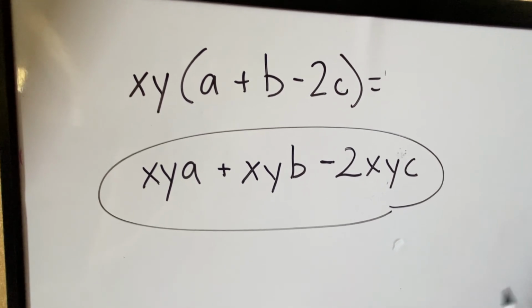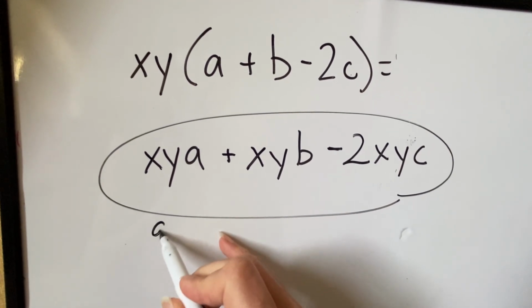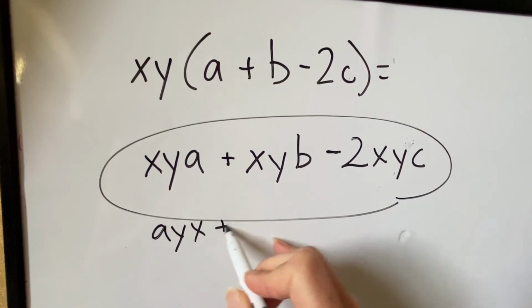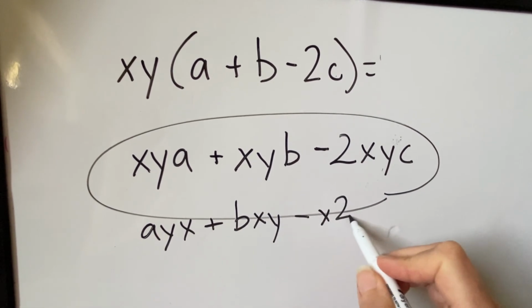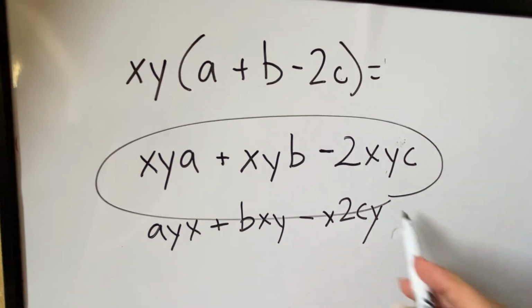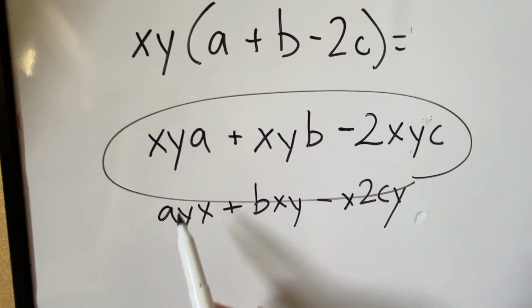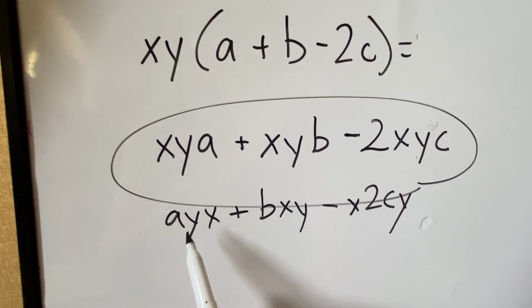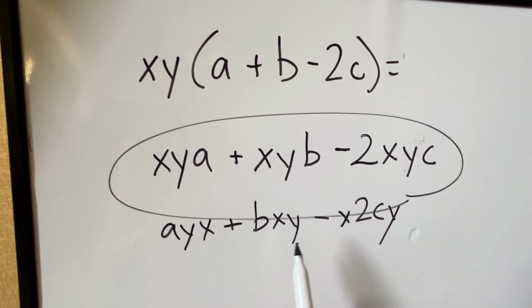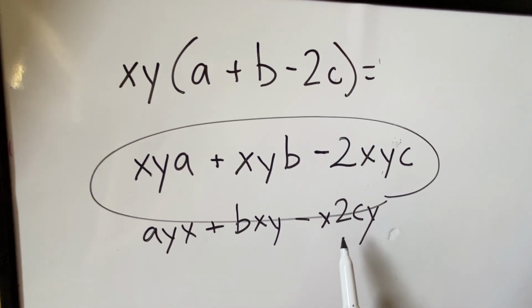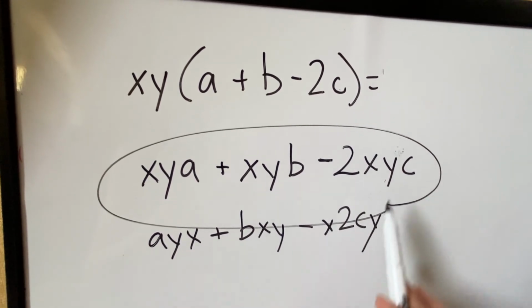So just remember that. So if you have an answer in your book that says something like ayx plus bxy minus x2cy, this is actually the same answer. It's just written in a different order, okay? This is still taking x times y times a. This is still taking x times y times b. And this is still taking 2 times x times c times y, just like we did up here.